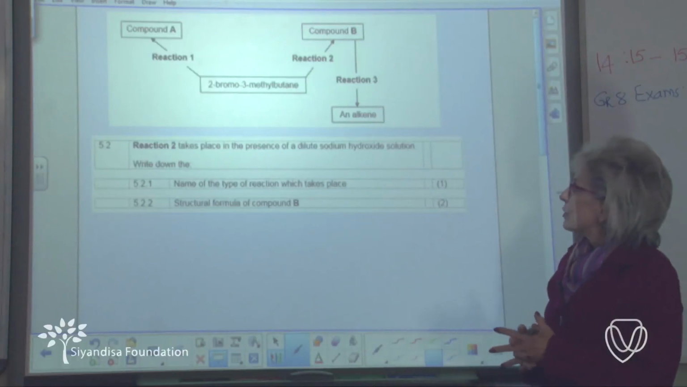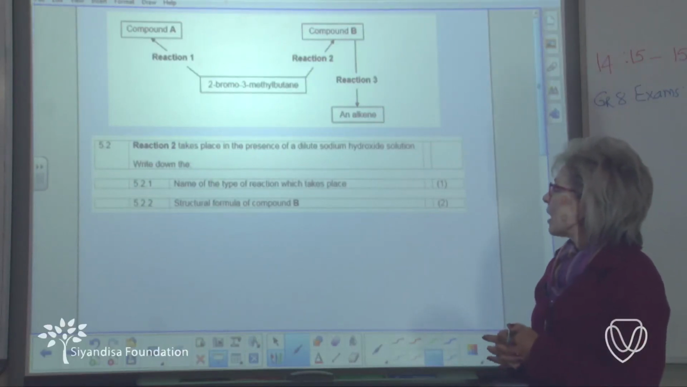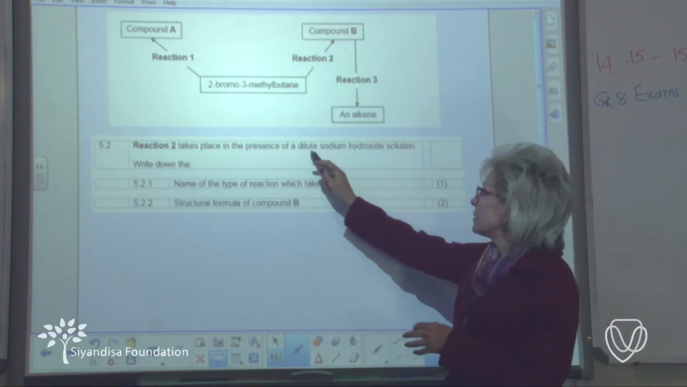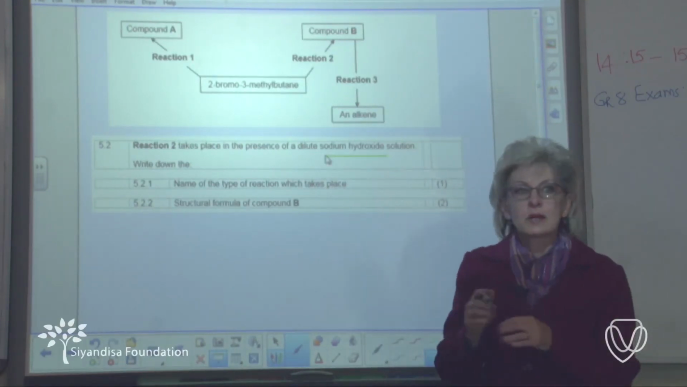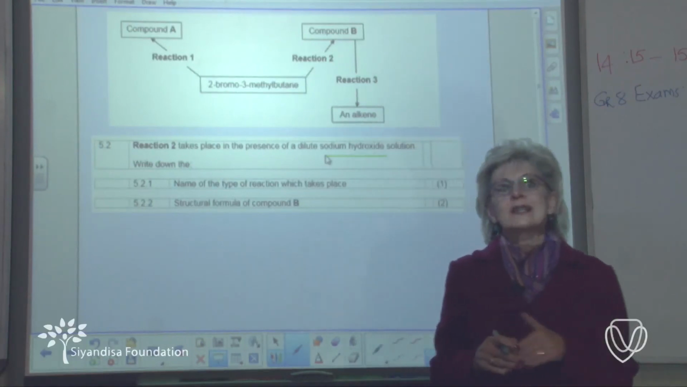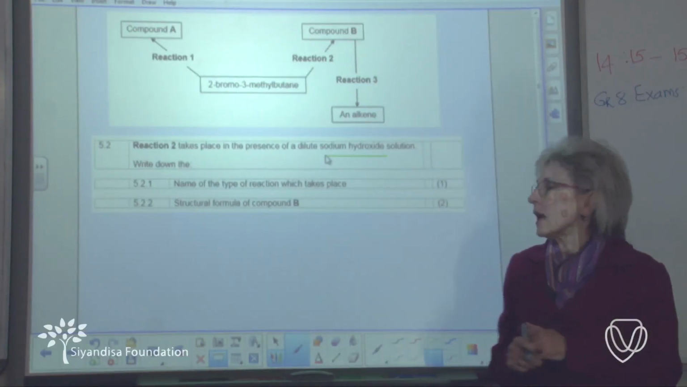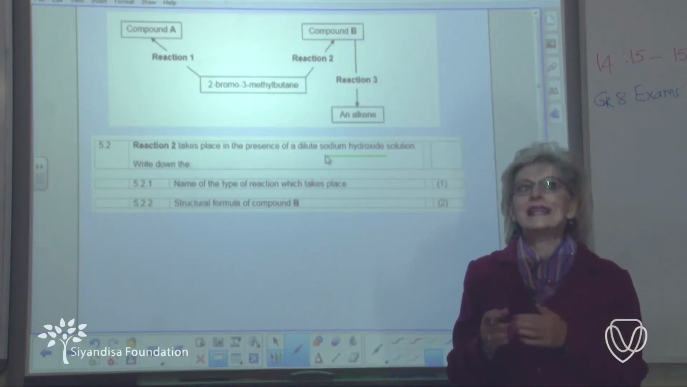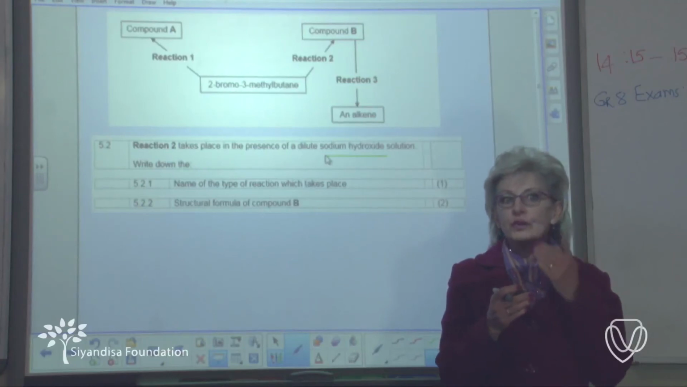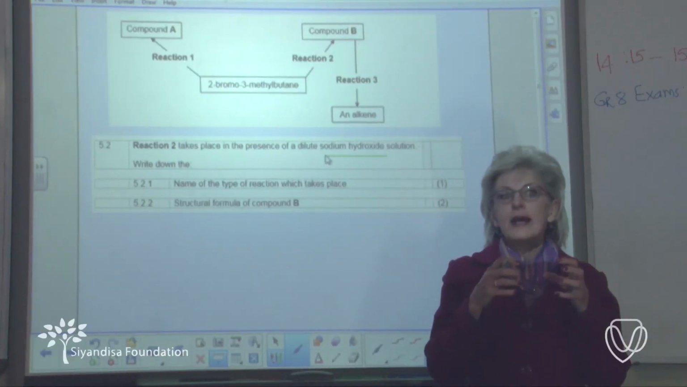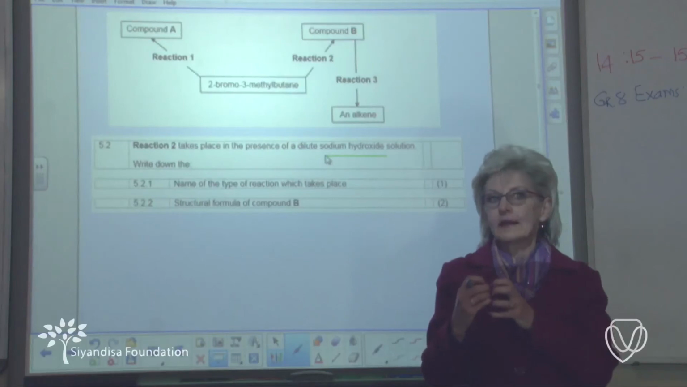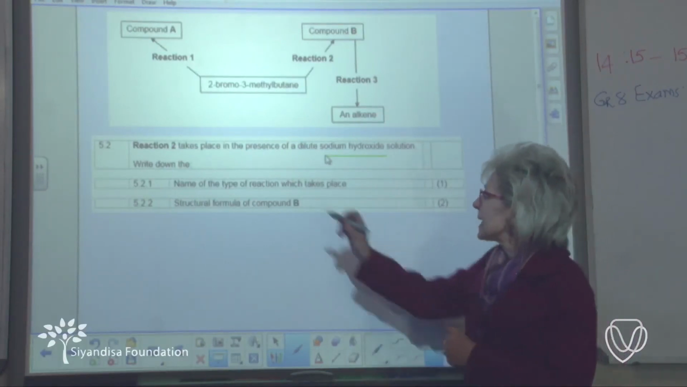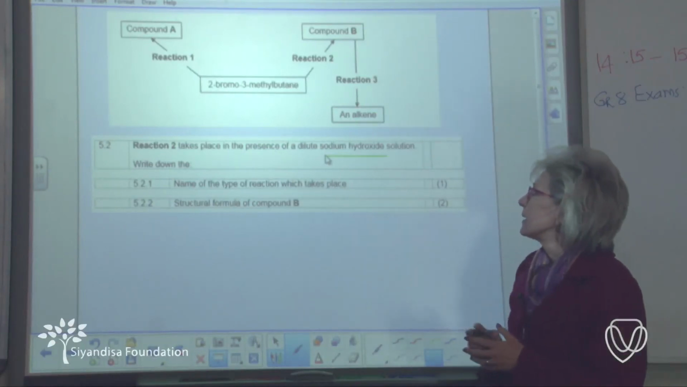Right, question 5.2. Reaction 2 takes place in the presence of a dilute sodium hydroxide solution. Now, we know that we've got 2 reactions with sodium hydroxide or a group 1 hydroxide, which is a strong base. Now, dilute tells me it's not extreme measures. Extreme measures cause elimination, which means you're going to turn the compound into an unsaturated one, into an alkene. Now, because we've got dilute, it is simply substitution. So the type of reaction that takes place is substitution.